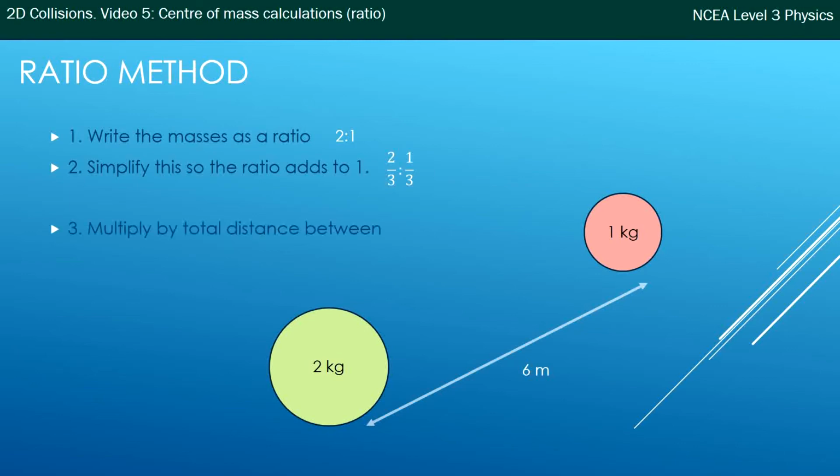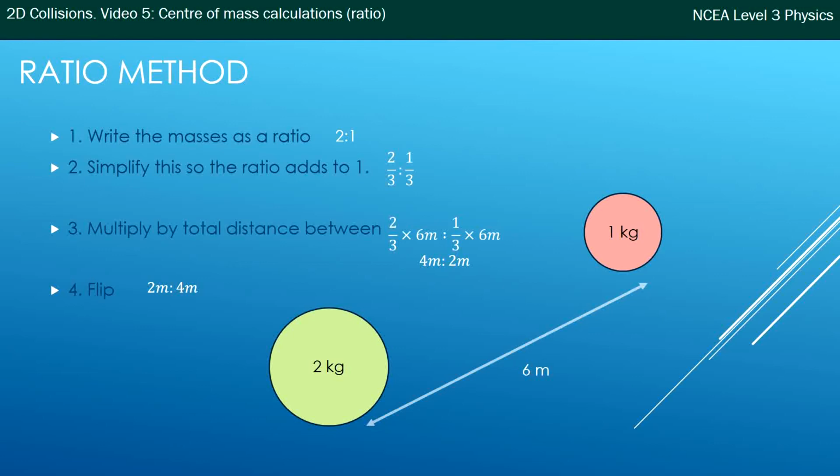Then the next step is to multiply by the total distance in between. There's 6 meters in between these two objects. So multiply them both by 6, and I can simplify that. 2/3 times 6 is 4. 1/3 times 6 is 2. So now I've got a ratio of 4 meters to 2 meters. And the last thing is you flip that. So you get 2 to 4 as opposed to 4 to 2.